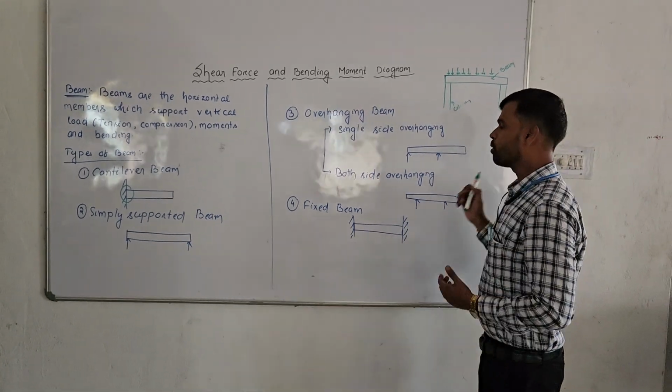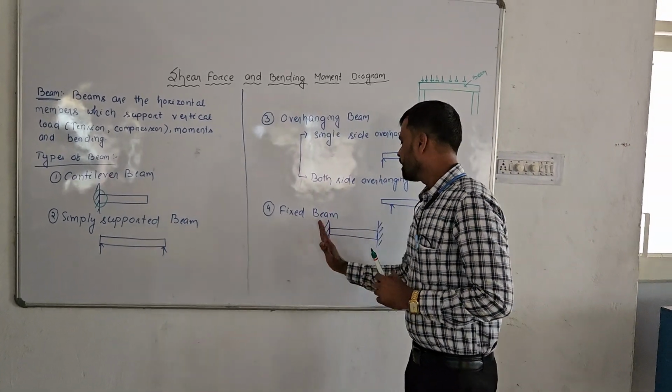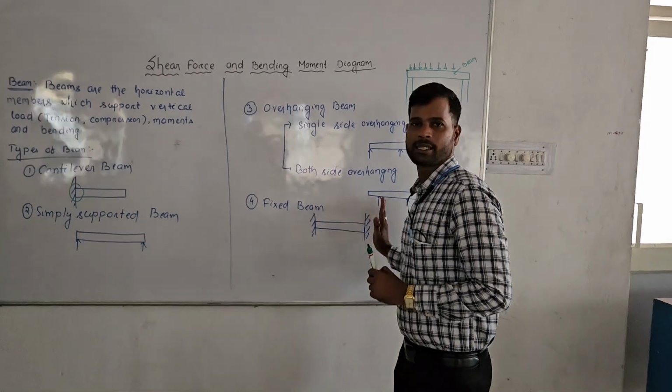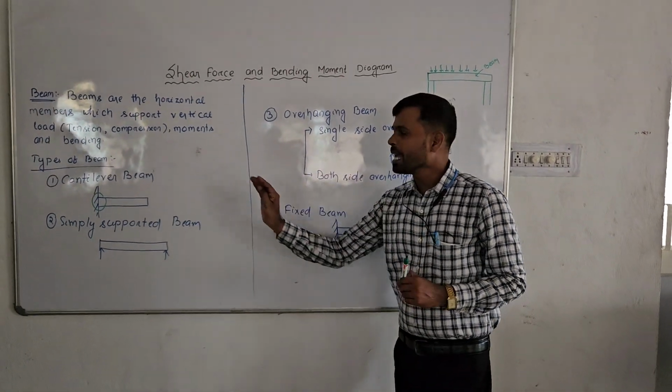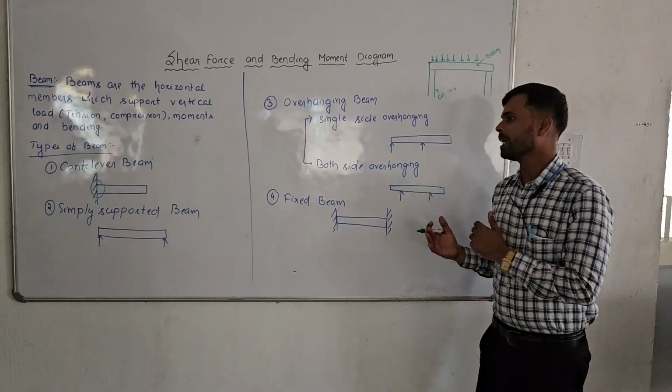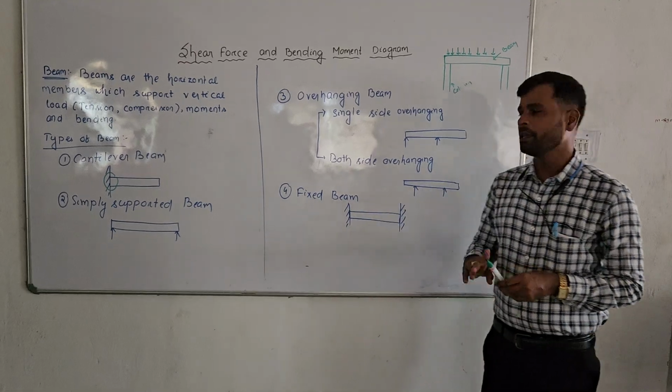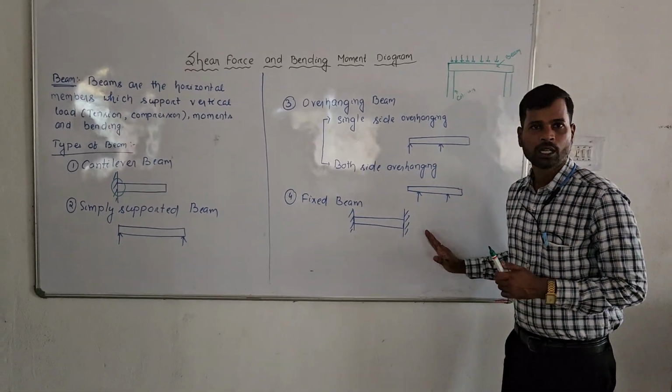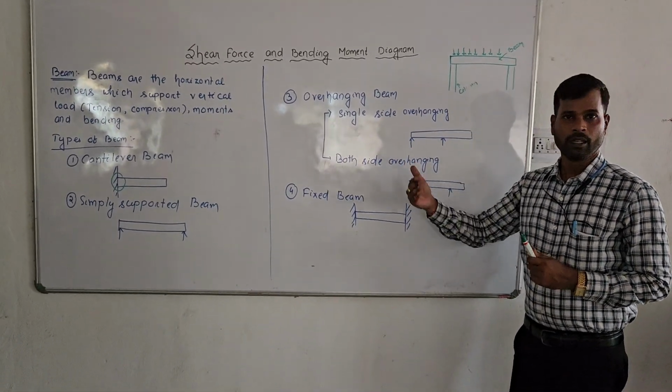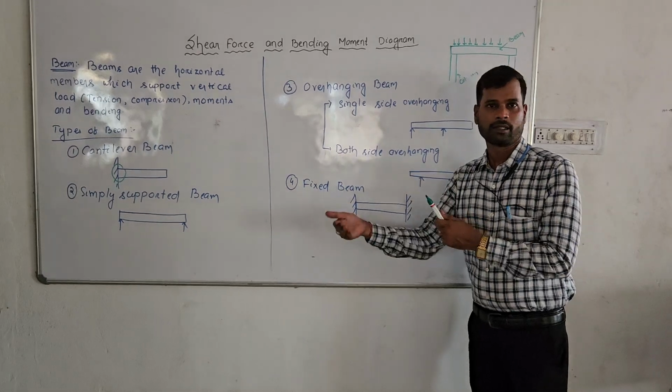The next type of beam is called a fixed beam. Fixed beam means what? Here the beam is fixed from both sides. Actually, the importance of the types of beam is that, according to the construction of the beam or the position of the supports, we will get different reactions, which we will read next time.